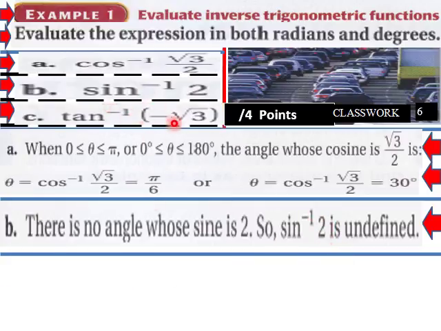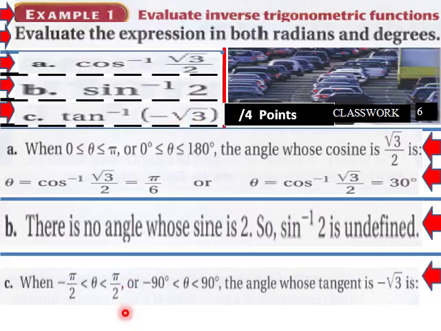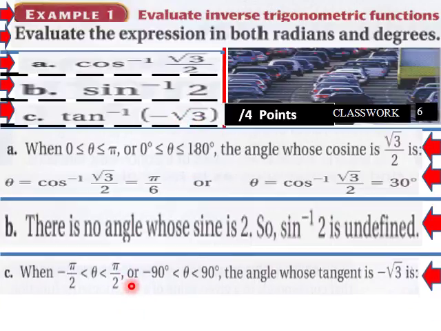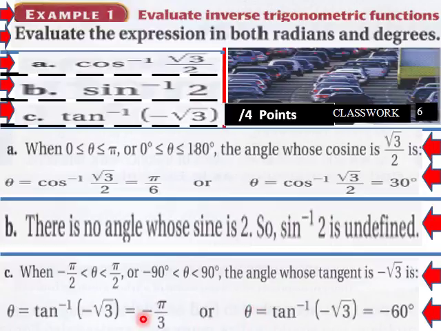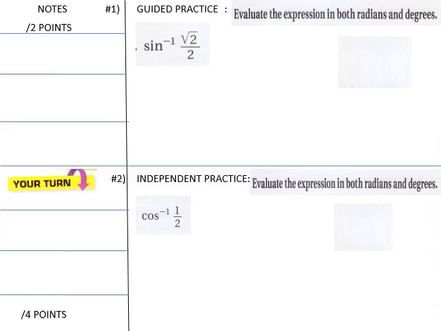And then the inverse tan of negative square root of 3. Here are our restrictions for that: negative pi over 2 and pi over 2, or negative 90 and positive 90. The angle whose tangent would be negative square root of 3 would be negative pi over 3, or negative 60 degrees, would be that solution.